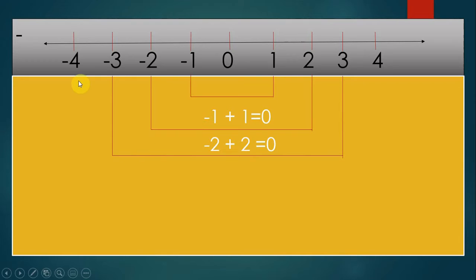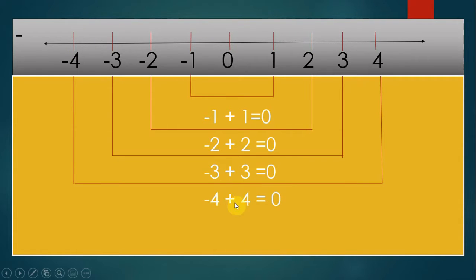The third one, -3 and +3. When you combine these two, the answer is 0 still. And the last one is -4 and +4. When you add up these two opposite numbers, the answer is 0. So again, when you add up opposite numbers, the answer is 0.